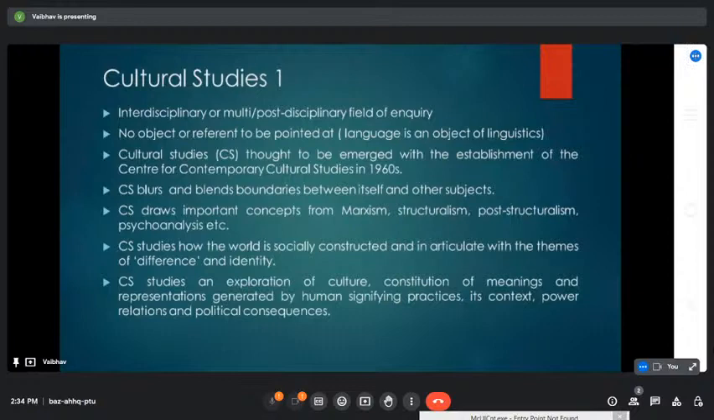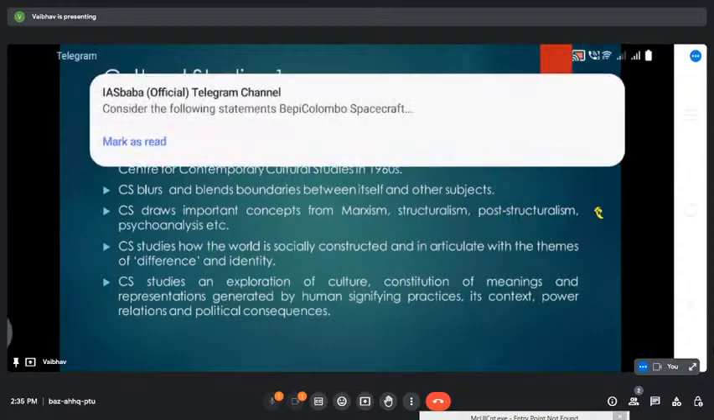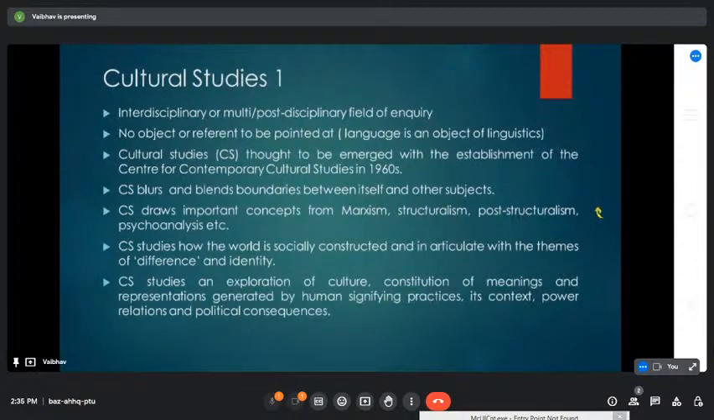So, cultural studies is thought to have emerged with the establishment of the Centre for Contemporary Cultural Studies in the 1960s. In the decade of the 1960s, at Birmingham University, the centre was established, with Richard Hoggart and then Stuart Hall.